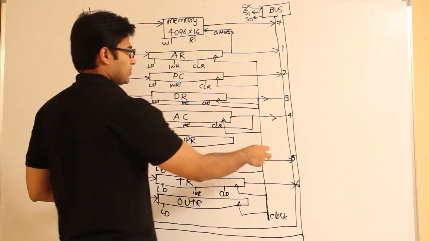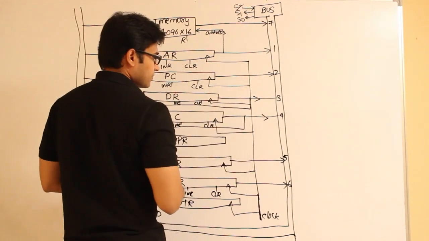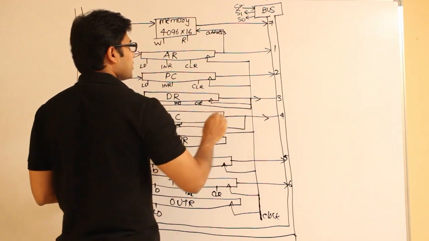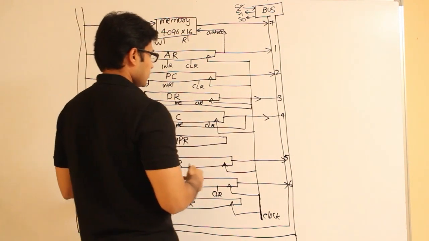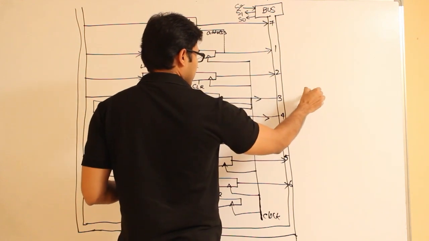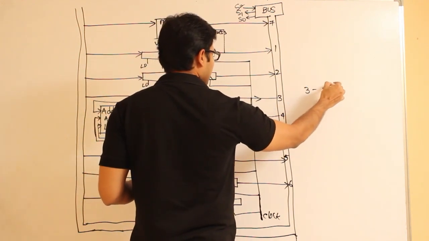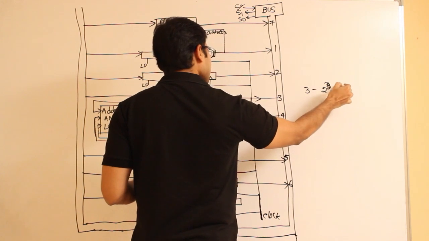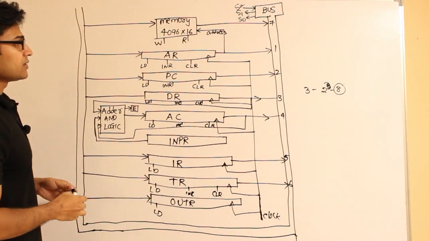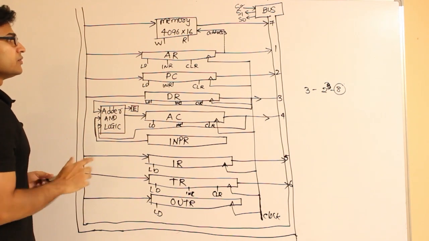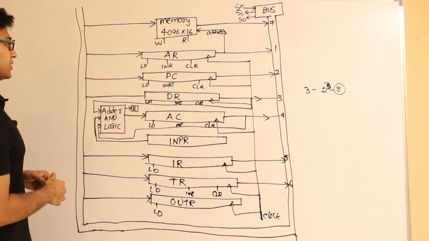If you have 7 units connected to the bus, then how many bits are required to select them? 3 bits. Why? Using 2 bits we can select only 4 items, right? By using 3 bits I can select 2 power 3, which is nothing but 8. So I can select any one of the 8 units, but since only 7 units are there, one combination is not assigned to anyone.